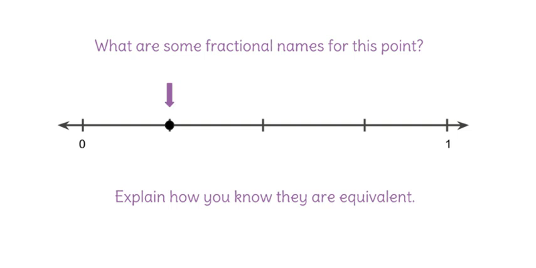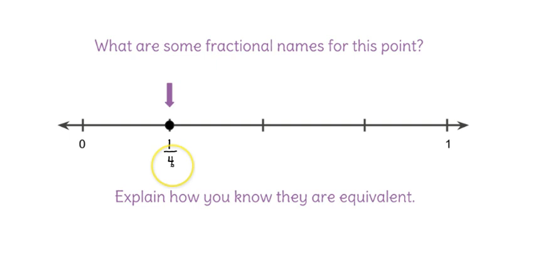This question says, what are some fractional names for this point? I see that I have a number line and it is broken into 4 pieces going from 0 to 1. Well, since it's broken into 4 pieces, I know that my fractions will be fourths. And the point is telling me that I have one piece and that it is a fourth because the section from 0 to 1 has been broken into 4 equal pieces.